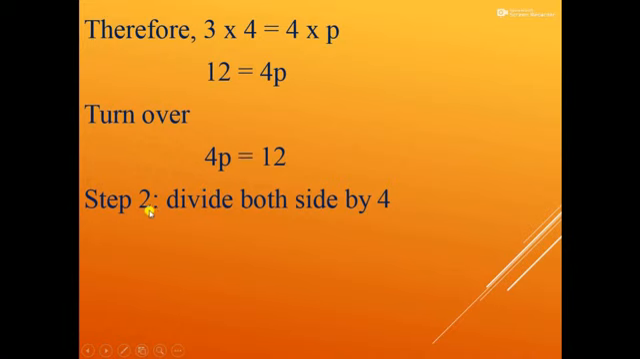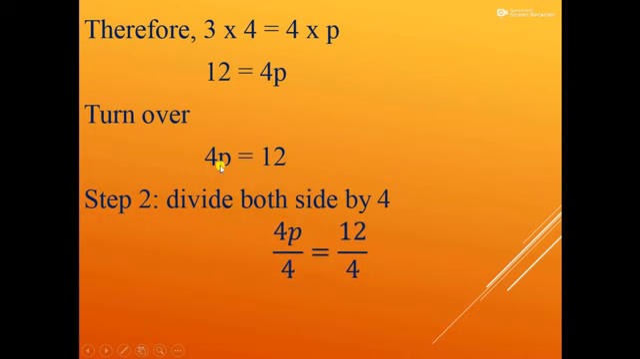Now step 2. We divide both sides by 4. Don't forget the question is asking us to find the value of p, and p here is carrying a coefficient, and the coefficient here is 4. So we don't want to see the 4 any longer. What do we do? We divide both sides by the 4.